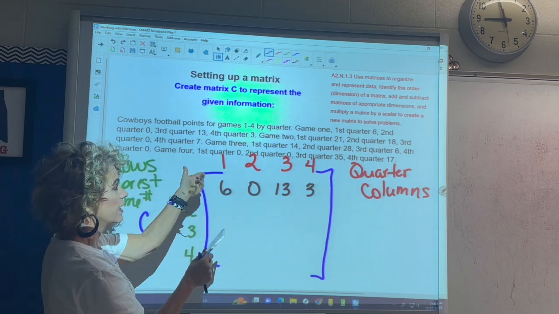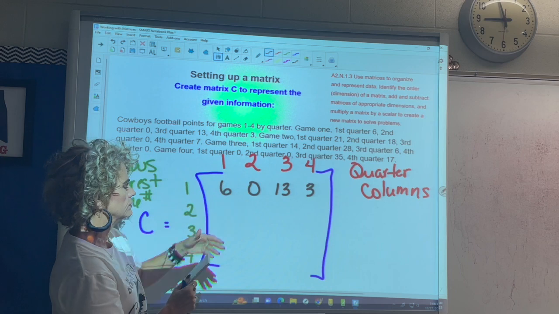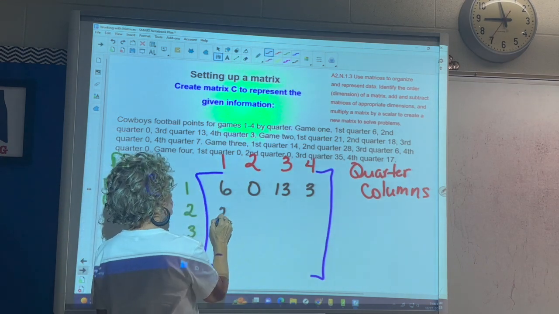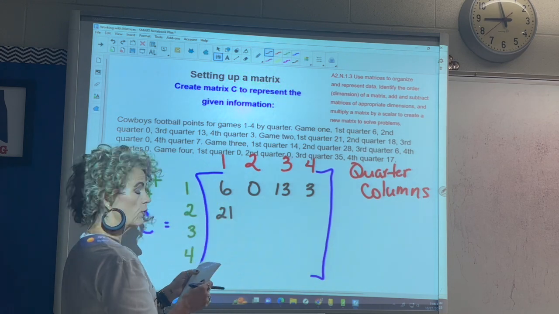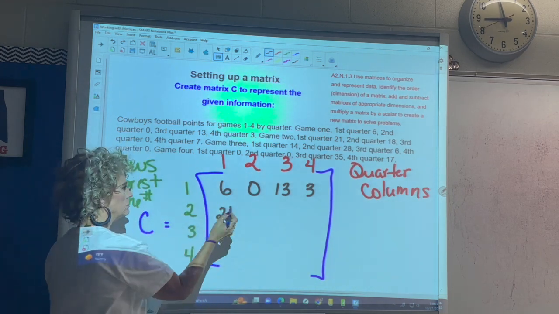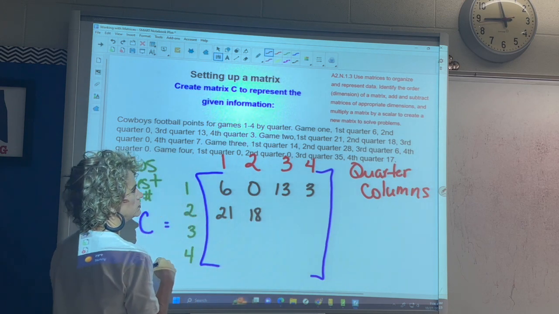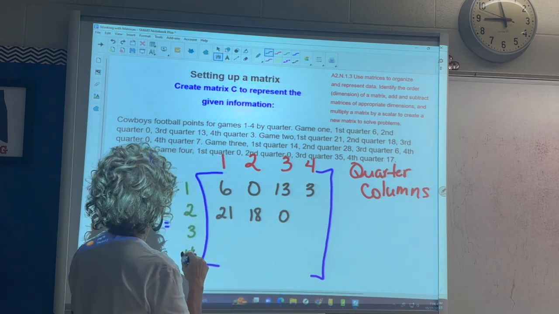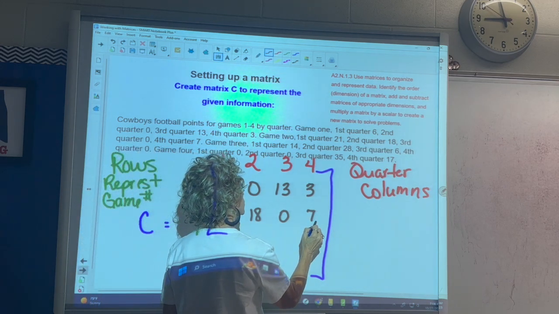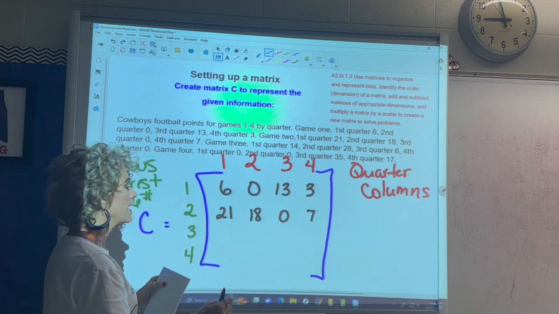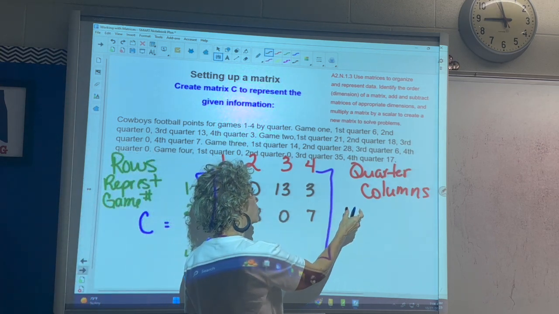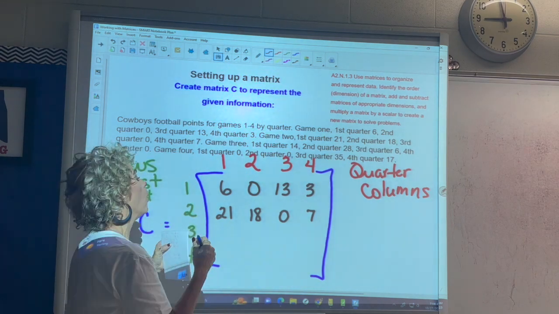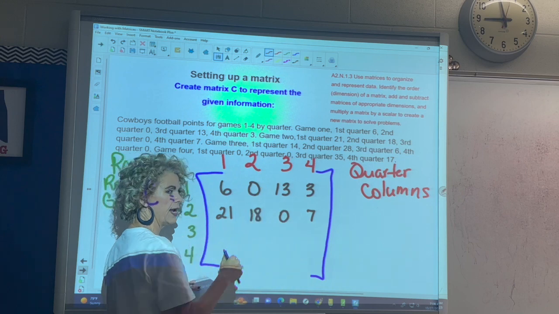So now I'm ready for the second game, game 2. I have already written down my information. In the first quarter, 21 points were made. In the second quarter, 18 points were scored. In the third quarter, no points were scored. And in the fourth quarter, 7 points were scored. Truthfully, I could add all of these up and see the total score. So if I wanted to compare game 1 and 2, we scored a lot more points in game 2 than game 1.